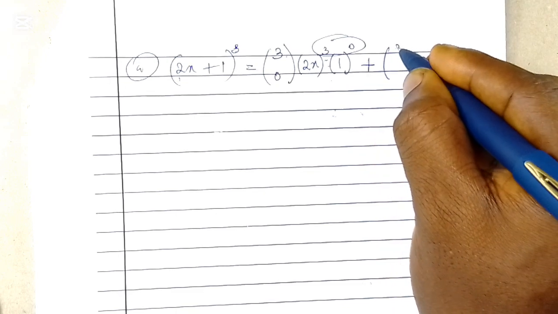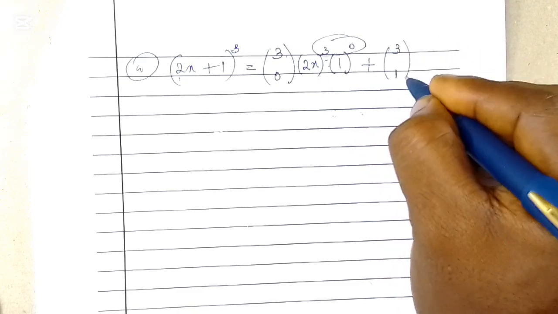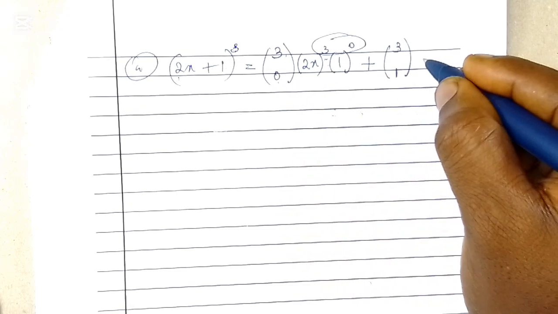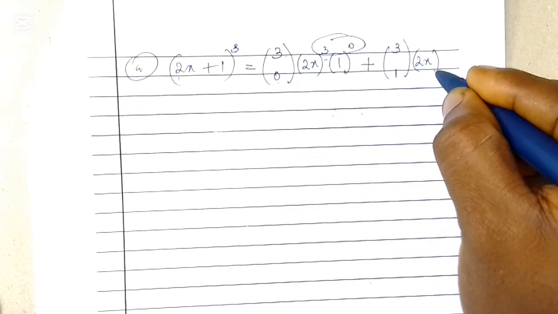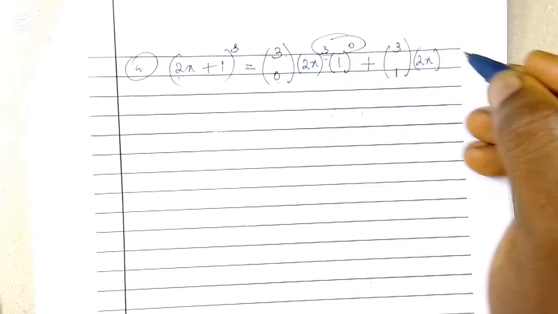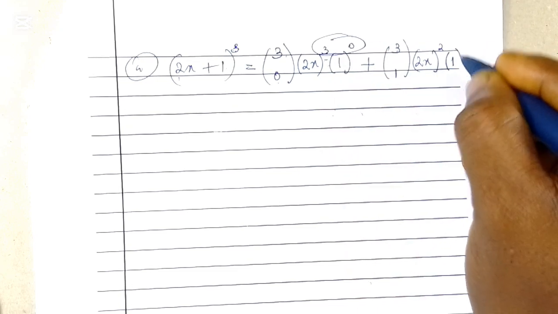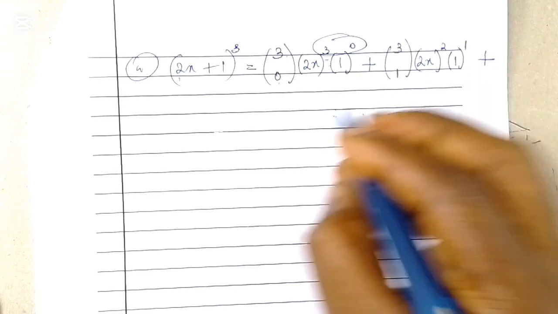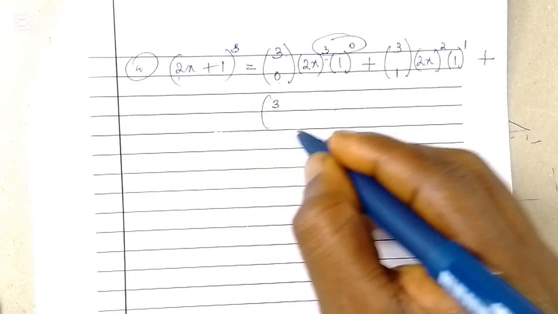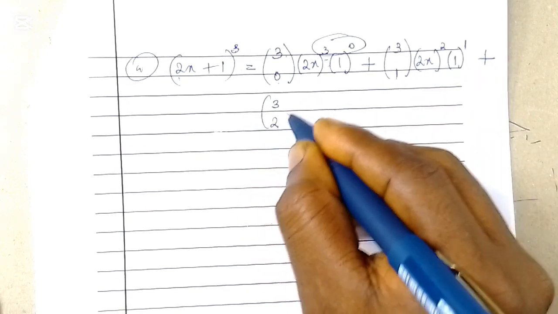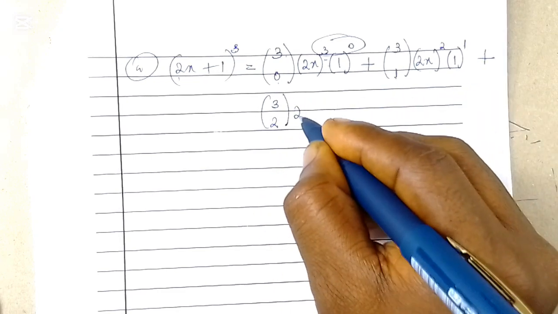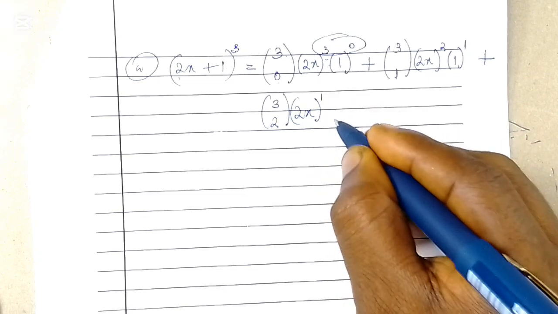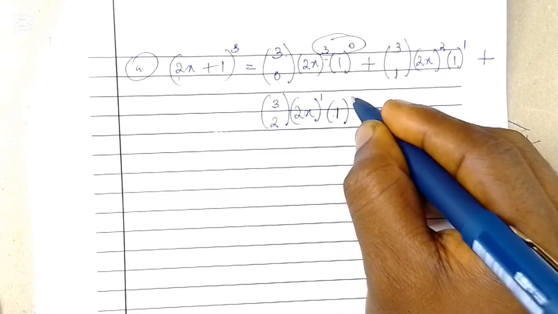Plus, the next combinatorial coefficient will be 3 combination 1. So 3 combination 1, this increases from 0 to 1. And this will be 2x raised to the power of 2 because it will drop by 1, and this will increase by 1 from 0. The next one will be plus 3 combination 2. This will increase from 1 to 2. This will be 2x raised to the power of, it drops by 1 from 2 to 1, and this will increase from 1 to 2.